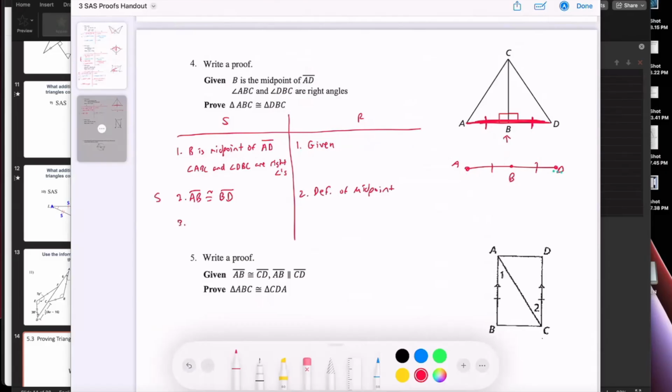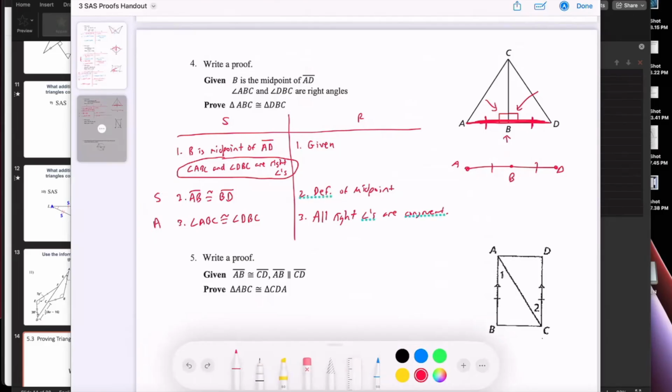If I look at my next given, it tells me ABC and DBC are right angles. So that means these two are right angles, it's labeled. I remember we had a theorem that says if they're both 90, they're congruent, so all right angles are congruent. So I can state that ABC, I'll just keep the same order there, is congruent to DBC. So that's all right angles are congruent. So we do have an angle there. So it looks like we need one more side.